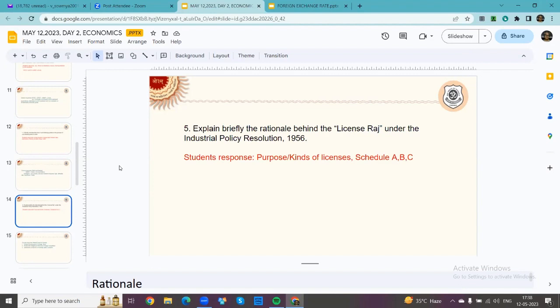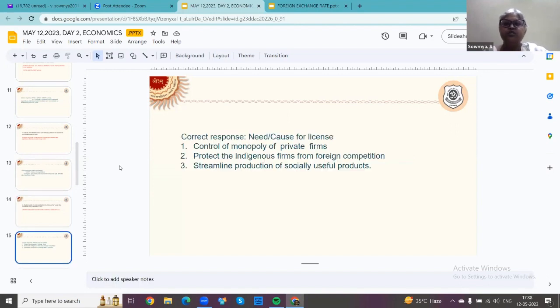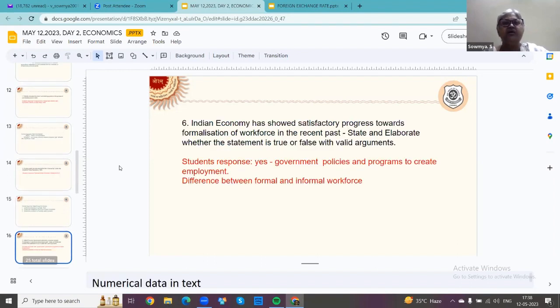So as teachers, I think it is our responsibility to give them the alternate vocabulary, right? All along, if we teach them with the alternate vocabulary, maybe it will not be so difficult for them. Yes, ma'am. Hereafter I will follow, ma'am. Okay, so this is yet another question here. Indian economy has showed satisfactory progress towards formalization of workforce in the recent past.